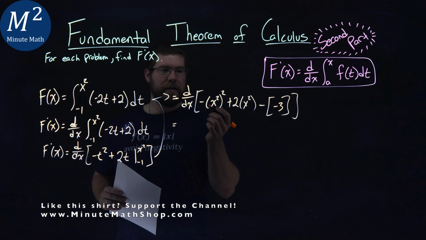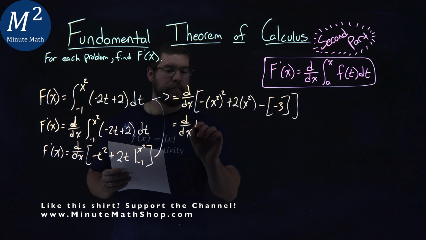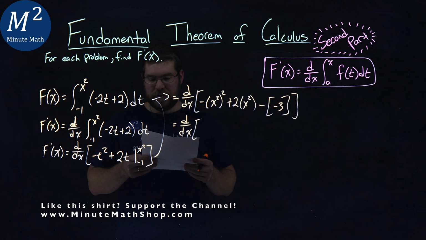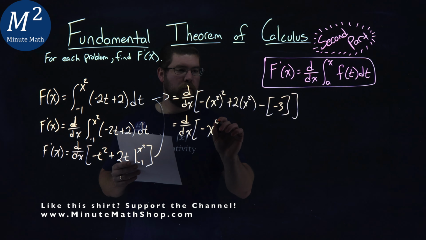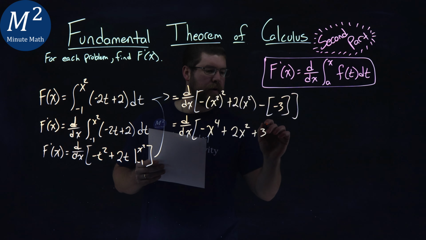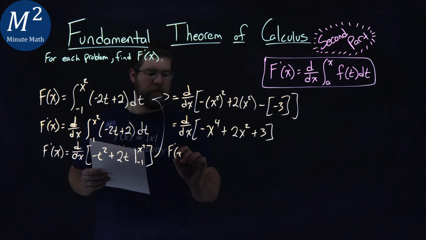Our rules state we need to take, well actually let's simplify this first. D over dx. We have -x squared to the second power, so it's x to the fourth power, so we have -x to the fourth, plus 2x squared, plus a 3 here, that constant. And this step will actually find our answer, f prime of x.